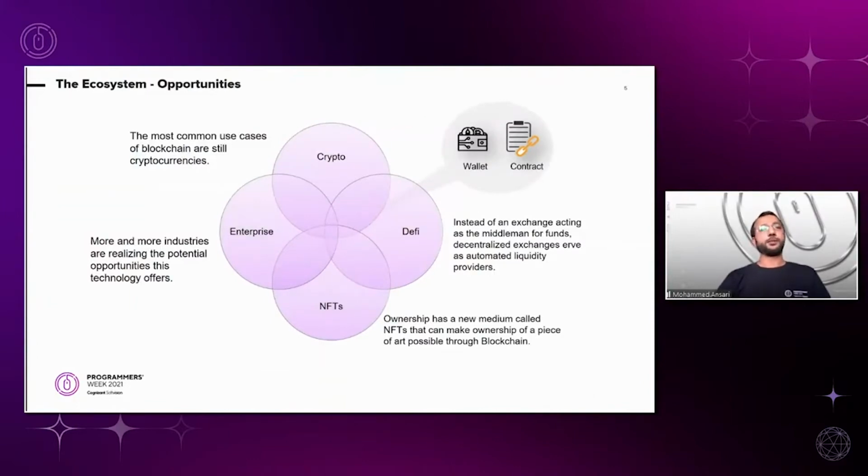Now, this ecosystem naturally comes with opportunities. And from the things that we discussed in the previous slide, I've picked up a few of them that I think are some of the hot things to talk about these days. Number one is crypto. Pretty much everybody knows what crypto is. You have Bitcoin, Ethereum, Ripple, Cardano, a number of different cryptocurrencies.